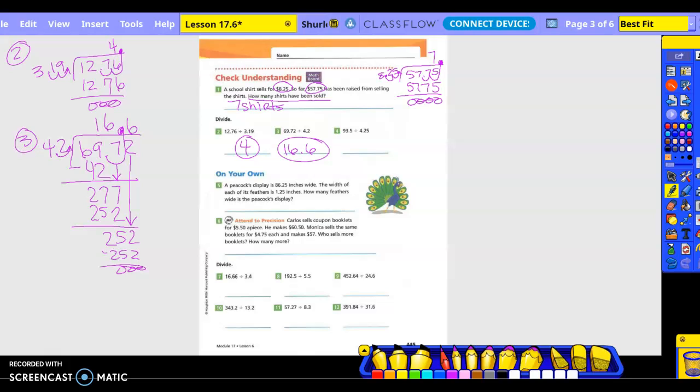Okay. We'll work number 4 right here. Number 4, I have 93 and 5 tenths as the dividend, in my house, and 4 and 25 hundredths as the divisor. Can I divide by a decimal? No. So I'm going to take 4 and 25 hundredths times what? Times 100, right? So I'm going to move it 2 places to the right. What I do to the divisor, I do to the dividend. And in this case, is there something there? No. So I'm going to add a 0. And then bring my decimal straight up.